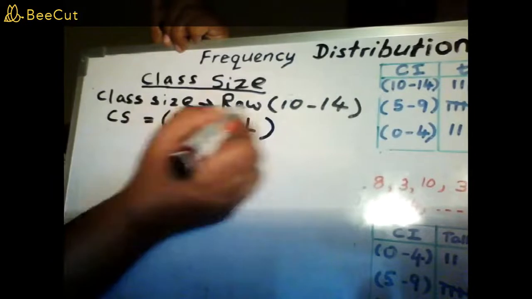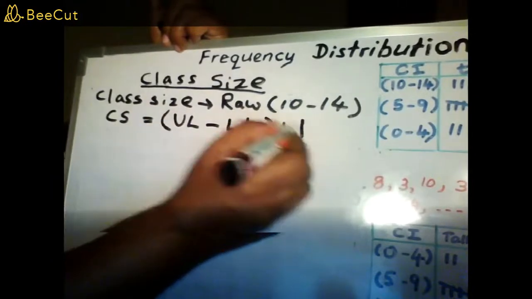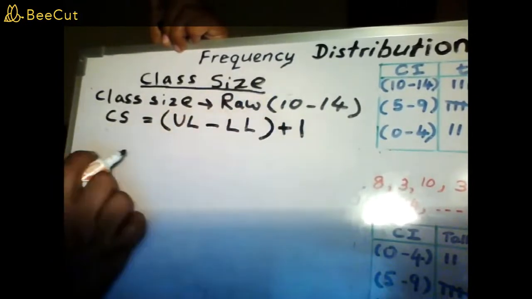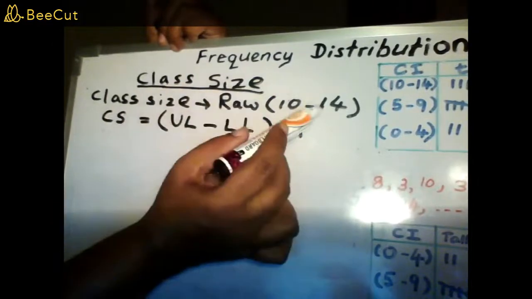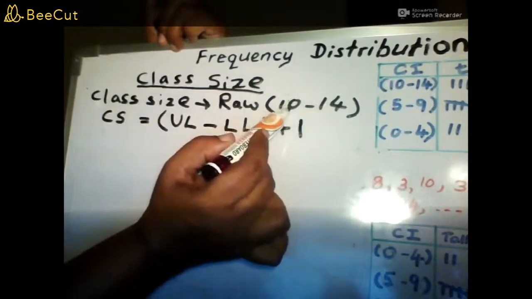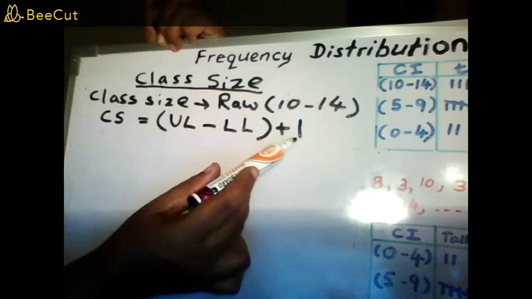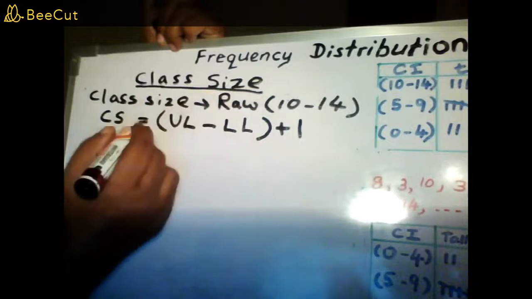And you have to add 1, right? Actually, the class size is the difference between the upper limit and the lower limit, but we add 1 also. I'll explain the reason for this later. Now we'll do the calculation.